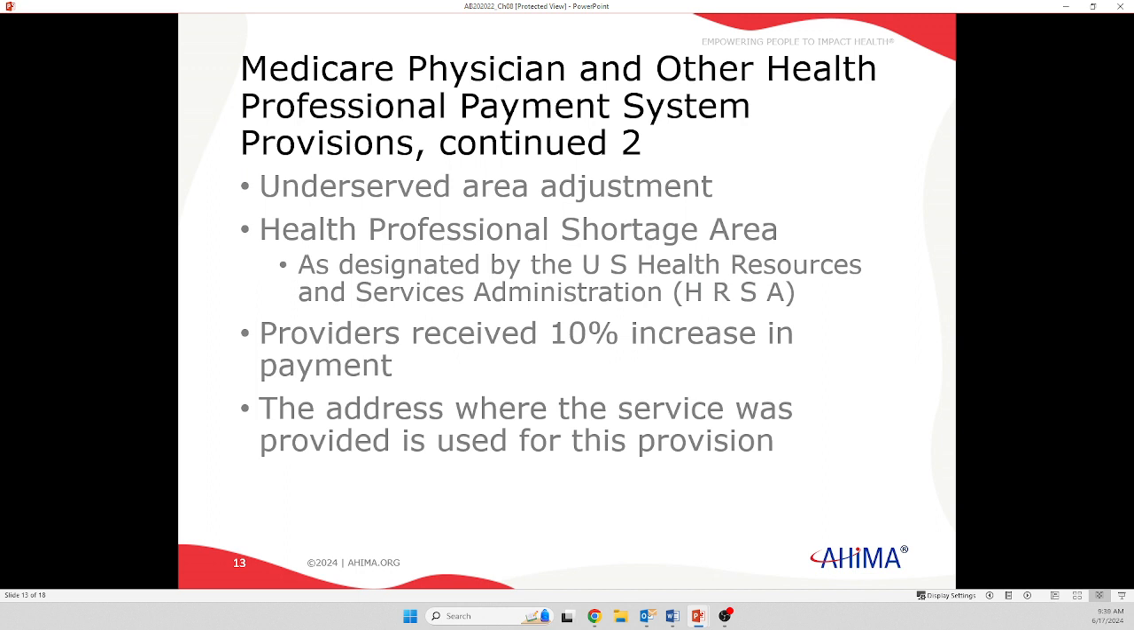We have our underserved area adjustment. That's our incentive for the doctors to provide those services. The providers do receive a 10% increase in payment. It's a way to attract those doctors to those areas. And there are addresses for these, and it's decided by the U.S. Health Resources and Service Administration. And that's the health professional shortage areas.